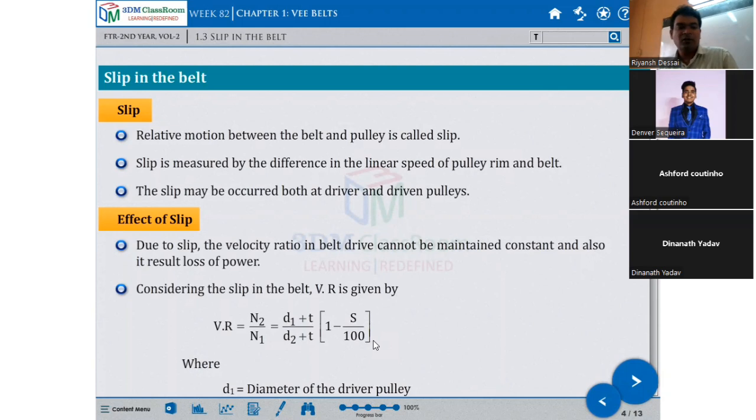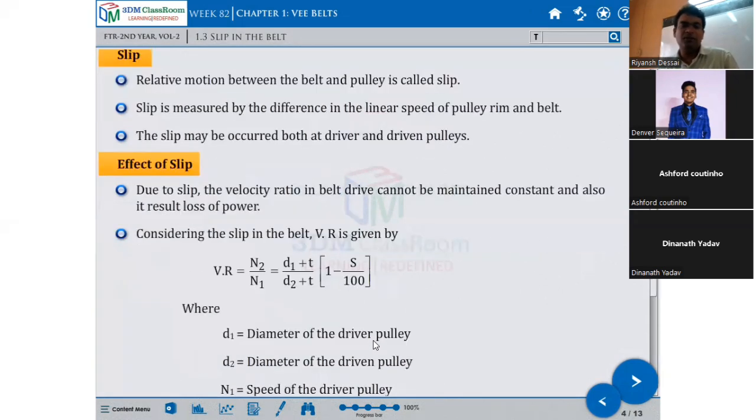Anyway, the effect of the slip. Due to the slip, the velocity ratio in the belt drive cannot be maintained constant, and it also results in loss of power. After slip, the designed velocity ratio will not be obtained. Okay, there will be loss in the velocity ratio, it cannot be maintained constant. Also, it will result in loss of power.